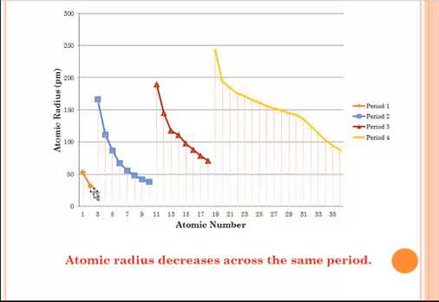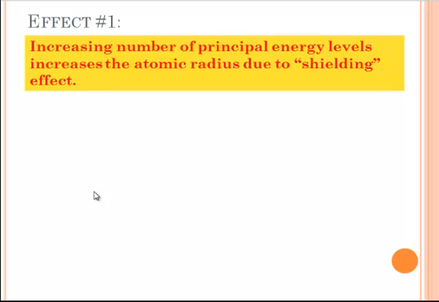So that each time we can analyze the problem and apply the same protocol to make the judgment which ion, which atom is larger compared to the other. I would divide this protocol into 3 effects. Effect number 1 states that increasing number of principal energy levels increases the atomic radius due to the shielding effects. So I'd like to explain what I mean by that.